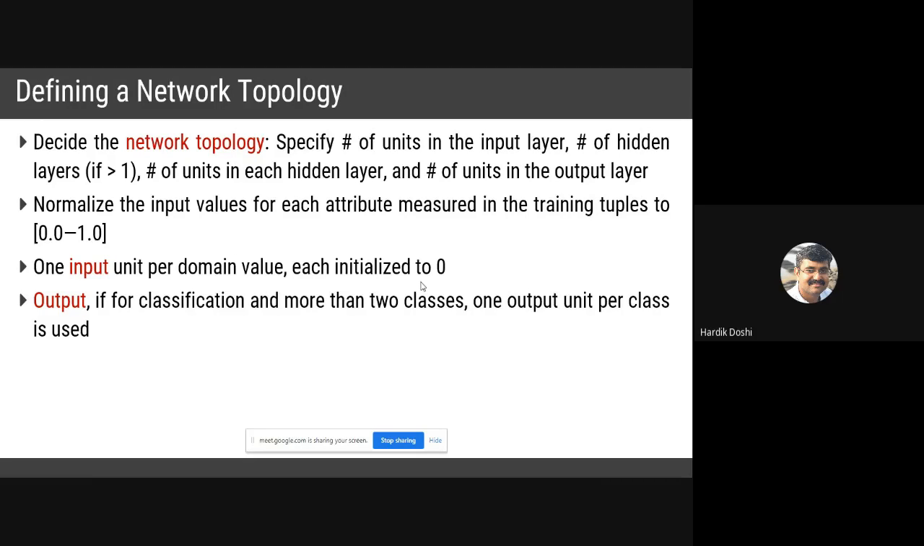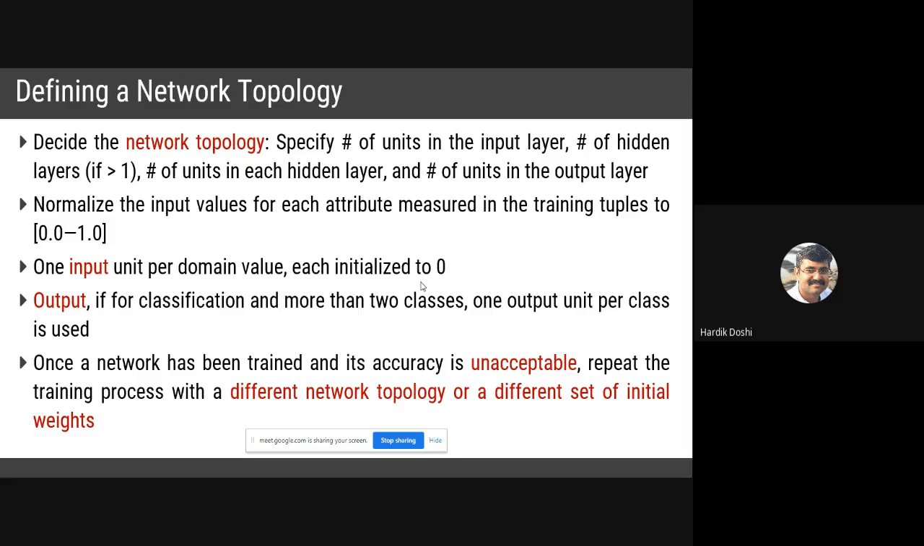Output. If for classification in more than 2 classes, 1 unit per class is used. Say for example, in our example, we are having only one output, buys computer. But say for example, if I want to check for 2 to 3 things, then I need to have one output unit per class.